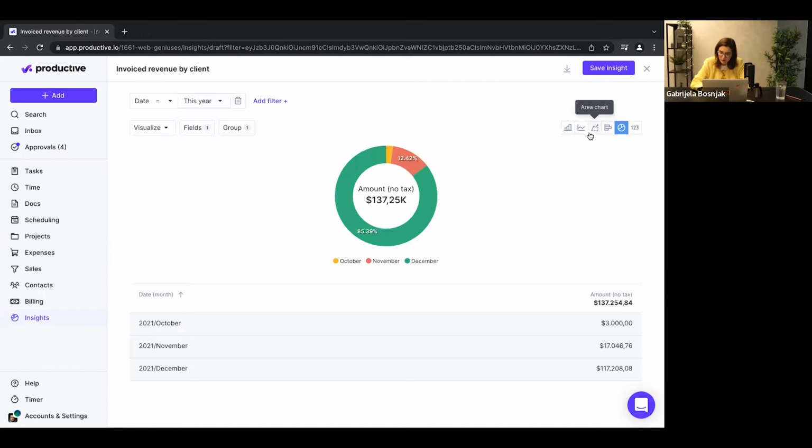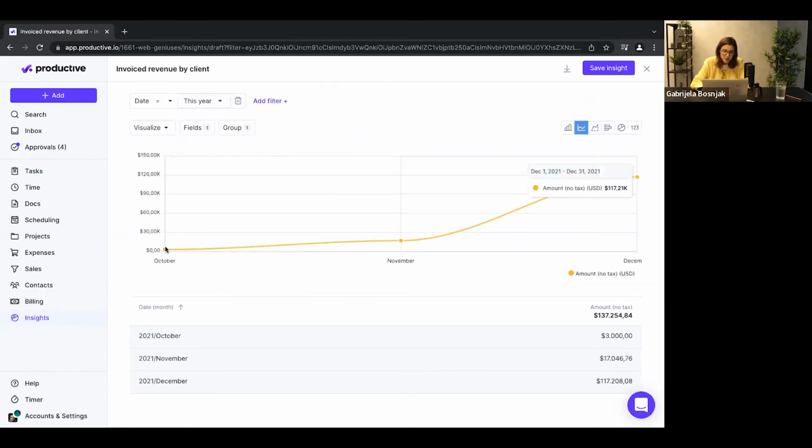A chart that I would need now is actually a line chart, okay? So you can see that we did the least invoicing in October, we invoiced only $3,000, and then we did the most in December. So in December, we did 117K, which is huge, which is most of the revenue. And we can definitely predict that in the next year, we're gonna have a huge peak in invoicing in December.